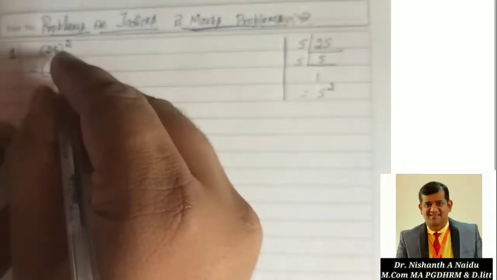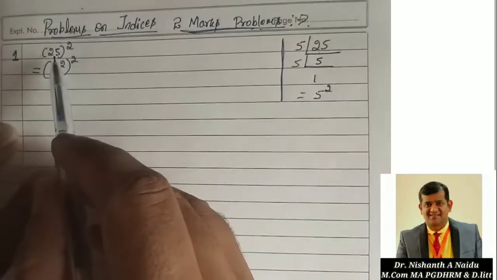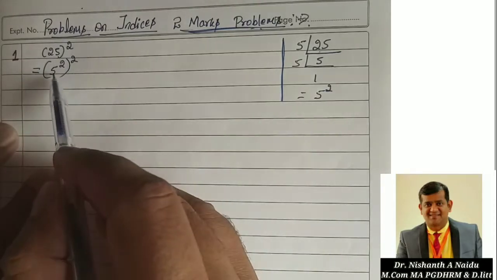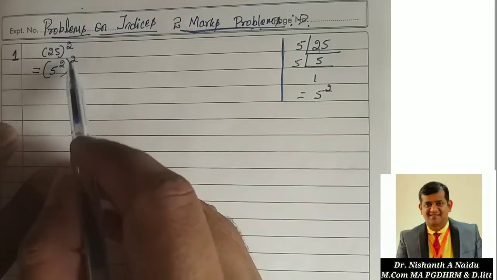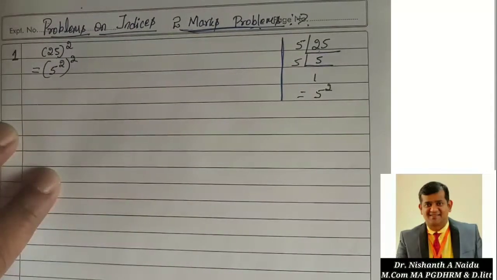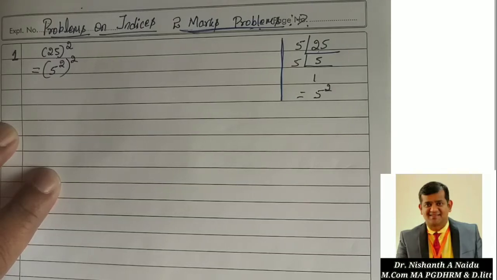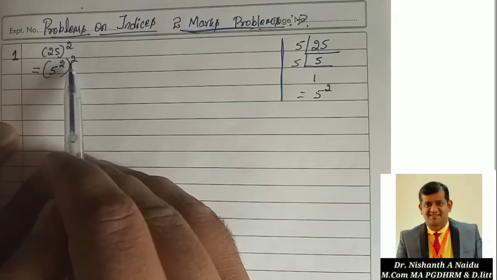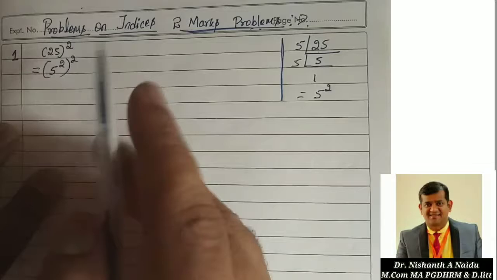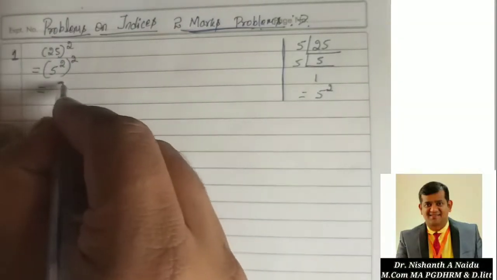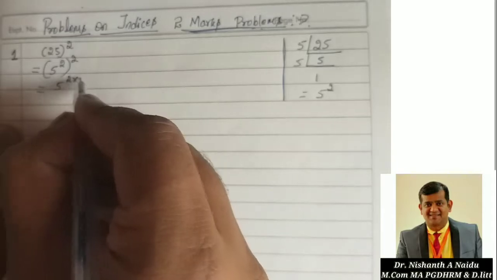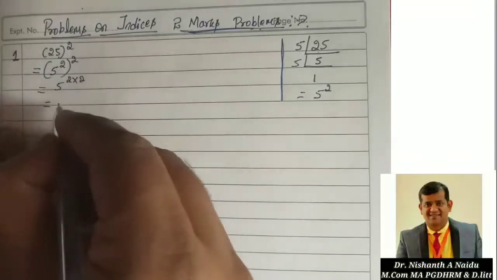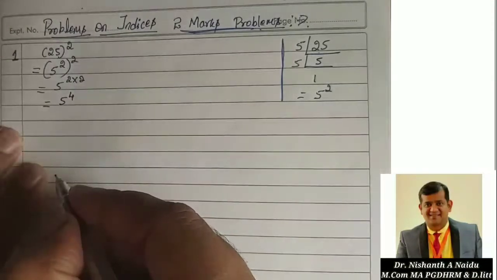I have converted this 25: 5 to the power of 2 is 25, that is 5 into 5 is 25. This whole power I have carried just like that. I have not made any changes in it. Now when you get this power and whole power, they should be multiplied. So in the next line I am doing 5 to the power of 2 into 2. 2 2s are 4. So the next line answer is 5 to the power of 4.